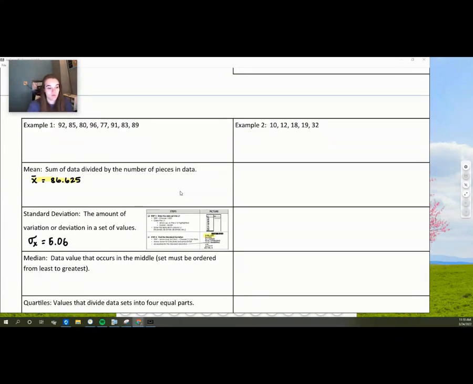The set must be ordered from least to greatest. The set has to be ordered from least to greatest to do pretty much the rest of these. So our smallest number is 77. So I'm just going to cross them out as I order them.